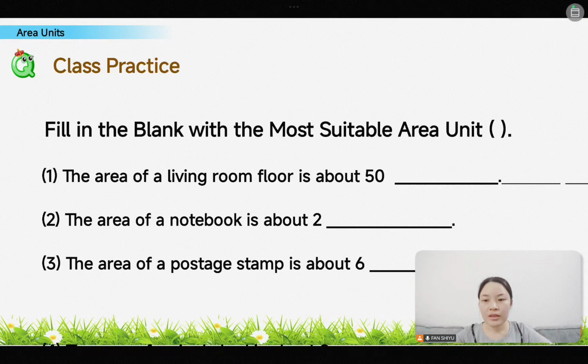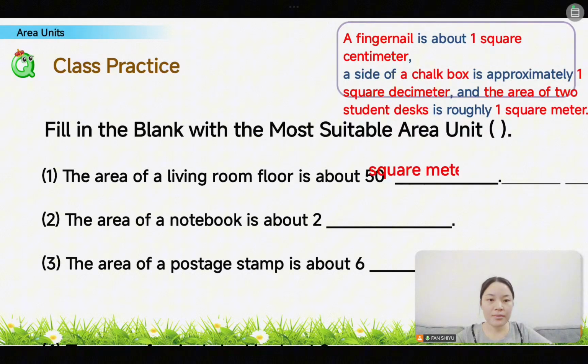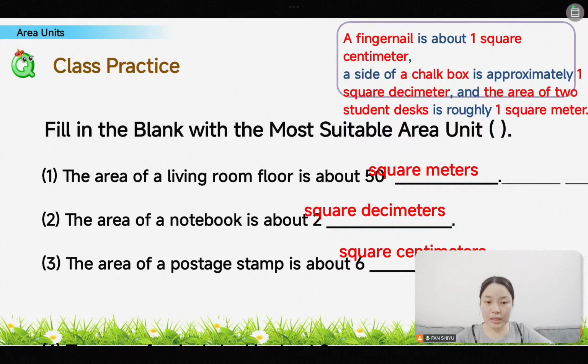First, the area of a living room floor is about 50 square meters. Second, the area of a notebook is about 2 square decimeters. Third, the area of a postage stamp is about 6 square centimeters.